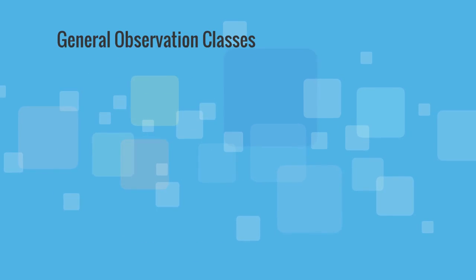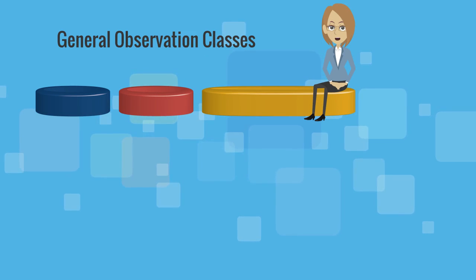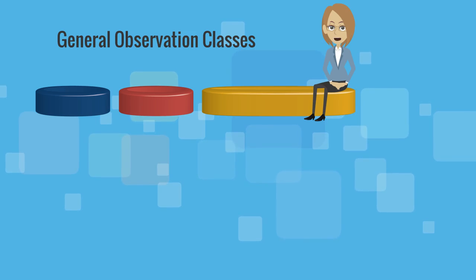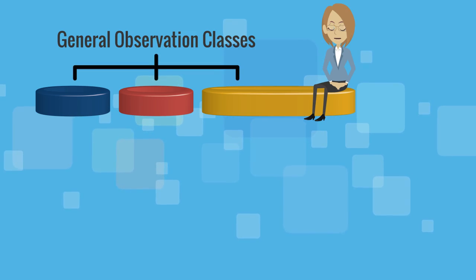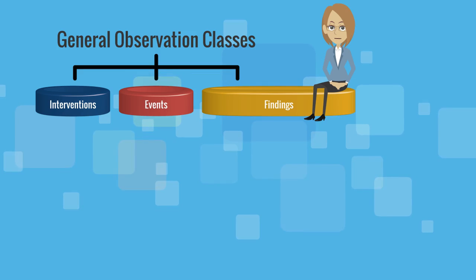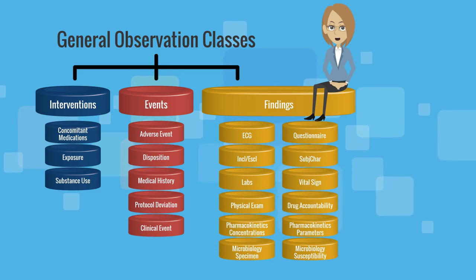SDTM groups data according to what we call general observation classes. An observation class is a high-level grouping loosely based on the topic being represented by the data. SDTM has 3 general observation classes: interventions, events, and findings. These observation classes are defined in the model by the set of variables available within each that are used to represent the data around the concepts inherent to that class. Most data can fit into one of these 3 classes.